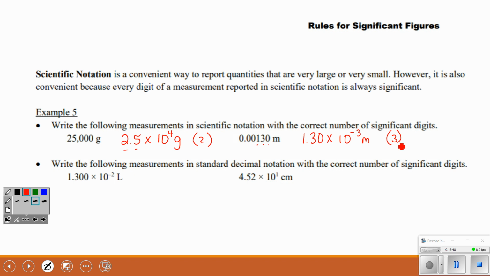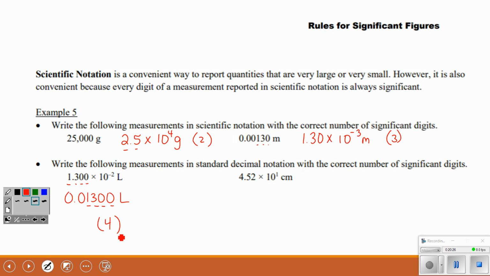Now, writing the measurements in standard decimal notation with the correct number of significant figures. Again, everything that is expressed here when you're looking at scientific notation is significant. So all I'm doing is moving my decimal place back 2 places and filling it in with placeholders. So this 0 is just put there to make sure that that is known as a decimal. This is a placeholder, and then everything after this is significant. This has 1, 2, 3, 4 significant figures.